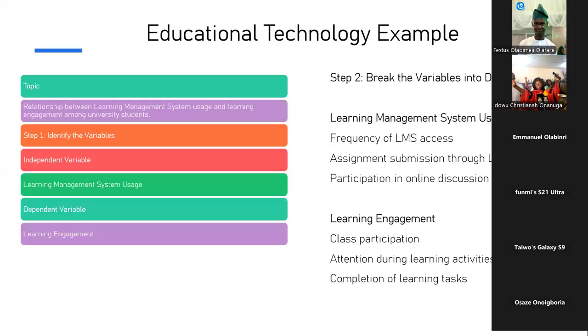Let's take another example, so that after this example, we give classwork or assignment. Let's say our topic is to find the relationship, as we can see on the screen, between learning management system usage and learning engagement among university students. I didn't bother to add local. Let's just use that as an example. Remember the steps. The first step is to do what?